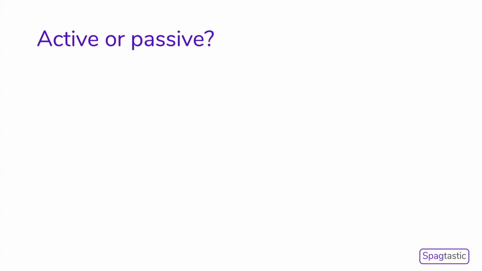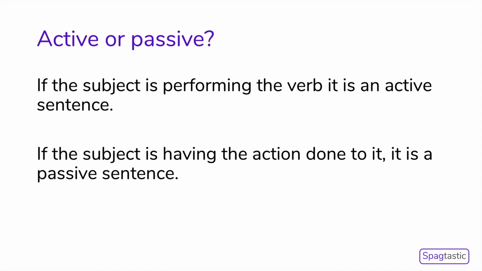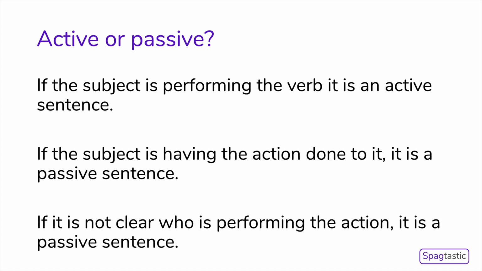Here are some tips to help you identify if a sentence is active or passive. If the subject is performing the verb, it is an active sentence. If the subject is having the action done to it, it is a passive sentence. If it is not clear who is performing the action, it is a passive sentence.